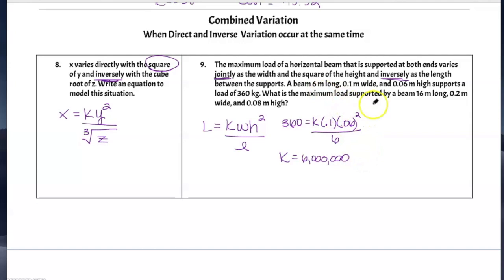And then the question says, what is the maximum load? Again, that was our capital L, supported by a beam 16 meters long, 0.2 meters wide, and 0.08 meters high. So again, we're just going to start plugging in for what we know. We solved for k, so I plug in the 6 million. We know that the beam is 0.2 meters wide. We know that it's 0.08 meters high, so we have to square that, divide it by the length of the beam, which is 16, and then again, I've already worked this out, but once you calculate that, it is 48 kilograms.